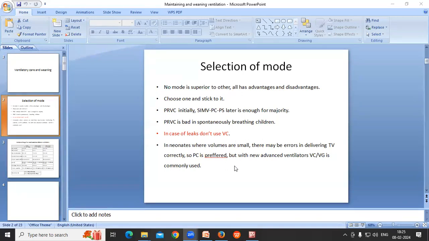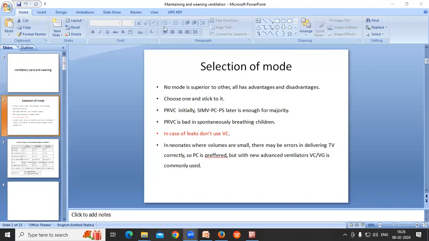The problem in neonates is that the volumes are very small. That's why there will be a lot of errors in delivering tidal volume, so we prefer pressure control mode in neonates. But with the recent advanced ventilators, you can always go for volume control or volume guarantee, because they compensate for the tidal volume. The measurements will be very accurate, even 0.2 to 0.3 ml they will measure. That much accuracy is there in the newer ventilators. So even in extreme preterms, you can use volume guarantee modes or volume control modes.